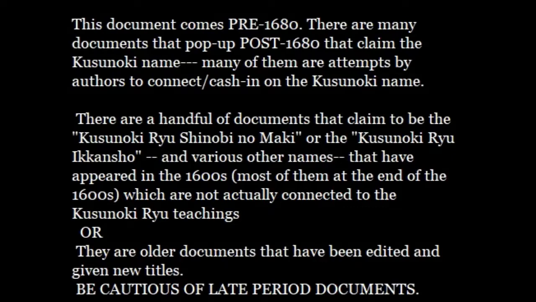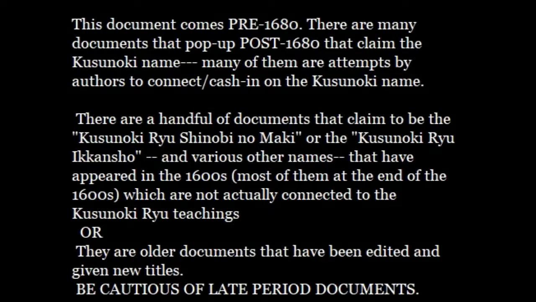There's a handful of documents that claim to be the Kusunoki Ryu Shinobi no Maki or the Kusunoki Ryu Ikansho, various other documents by various other names. And most of them appear at the end of the 1600s. Now, there's a couple of them that appear a little earlier, but for the most part, these sort of cash-in-on-the-name documents pop up in the late 1600s. Now, they're not actually connected to the Kusunoki Ryu teachings, but what they are is they're either older documents that have been sort of edited and compiled in different weird ways and given a new title, or they're just made up and someone slapped the Kusunoki name on them.